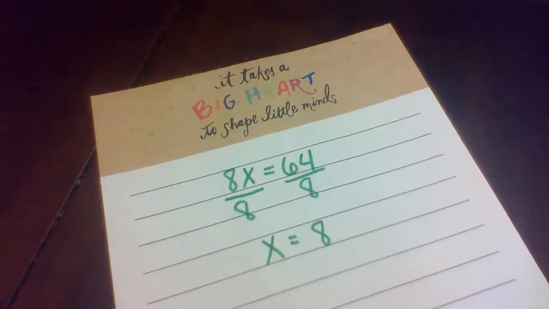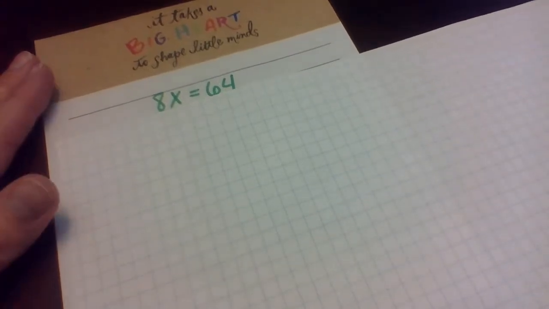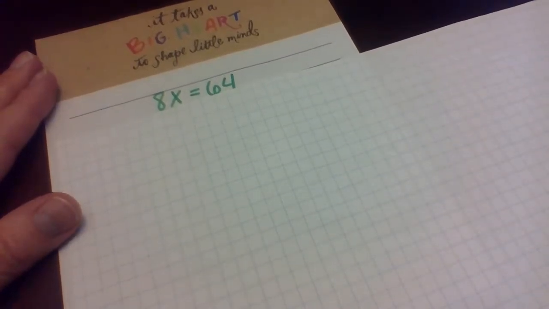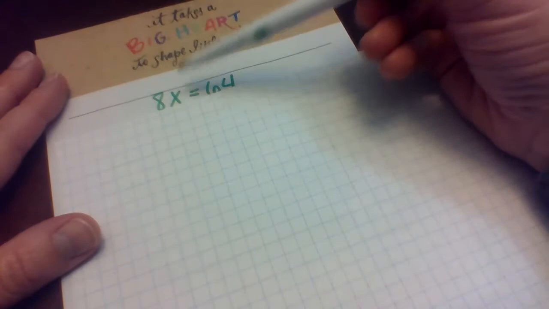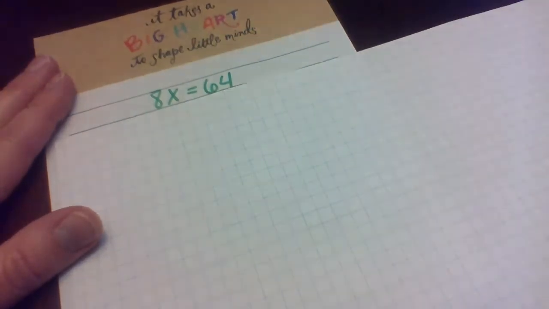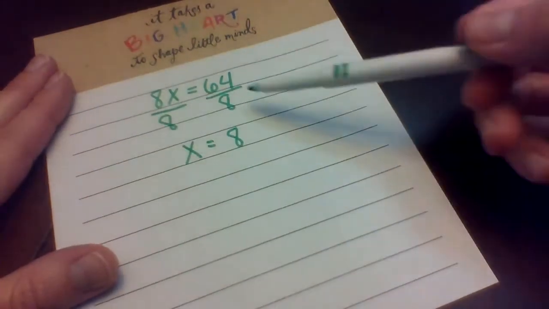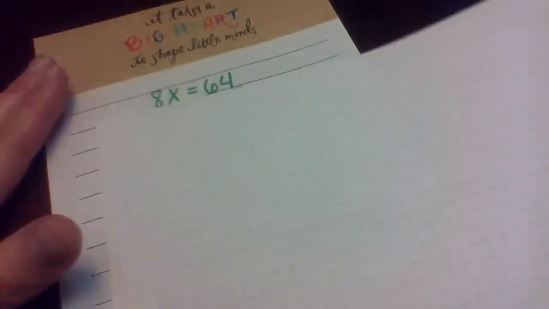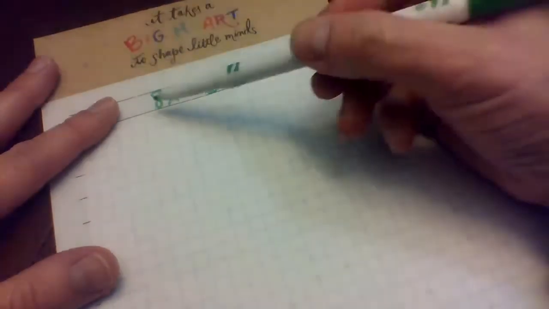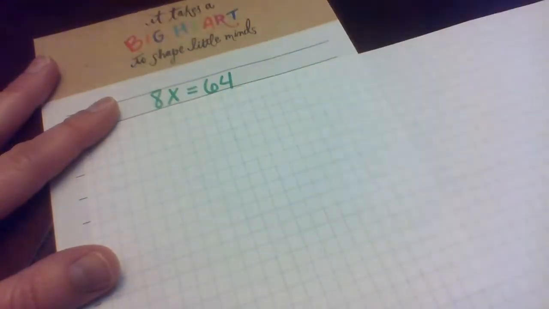So another way to look at this is if I go back to the original equation here, 8x equals 64, what it's really saying is 8 times what equals 64. And since I got 8 for my answer, it's telling me that I can say 8 times 8 is 64.